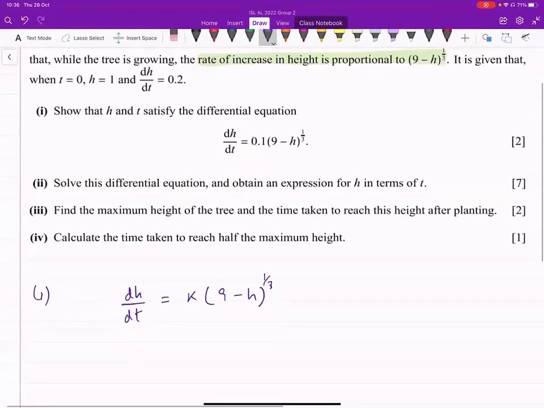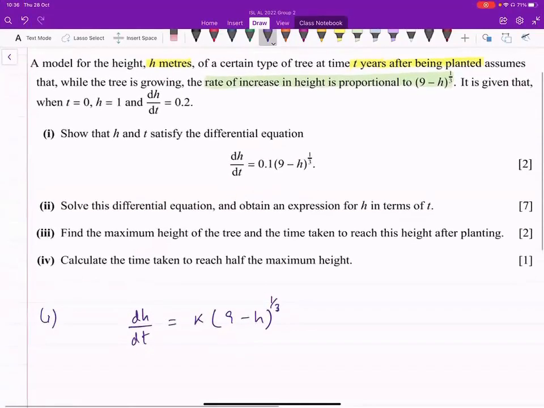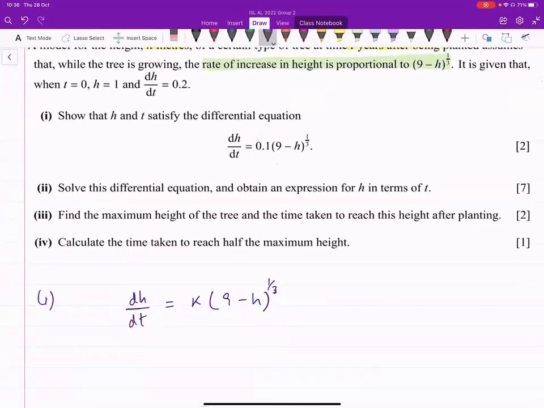That's the equation that you're getting, unless we're given something else as well. It is given that, okay, so that's it. In terms of the relationship, this is what it looks like. Okay? It is given that when t is equal to 0, h is 1, and dh over dt is 0.2, show that h and t satisfy this differential equation. ये आपको show करना है. ये differential equation हमारे पास ये form आ गई है. It's very similar to that. K की value निकालनी है इसके अंदर. ठीक है? How do you find the value of k?